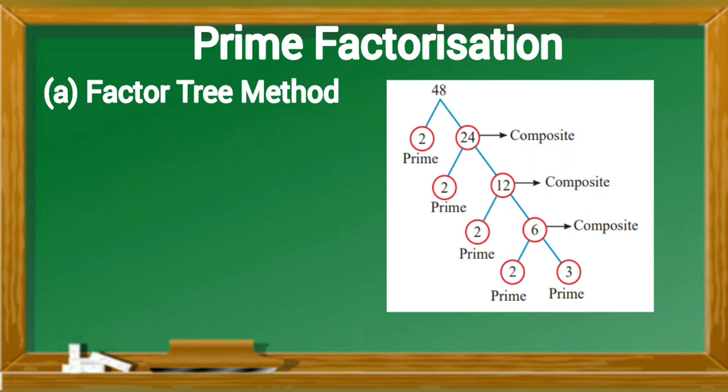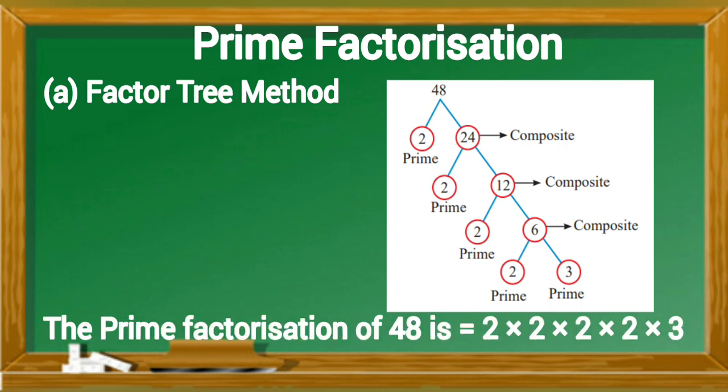Let us factorize 48 using this method. The prime factorization of 48 is equal to 2 times 2 times 2 times 2 times 3.